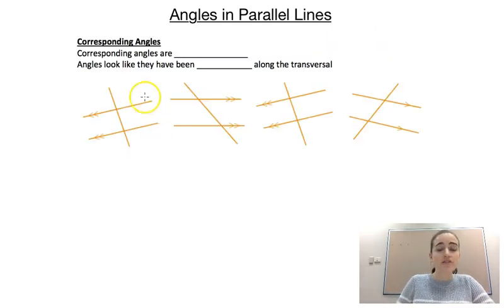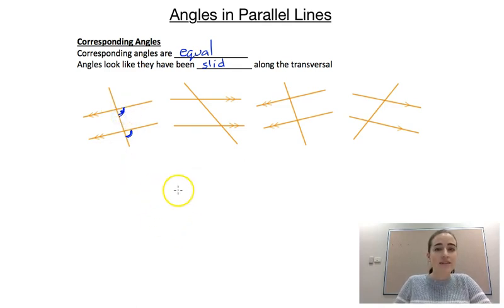The first type of angle relationship we're going to look at are called corresponding angles. Corresponding angles are equal, so they're exactly the same size. What they look like is the angle has been slid up or down the transversal. If we picked this angle here and slid that down along the transversal, this angle here would be corresponding to it. That means those two angles are exactly the same size.